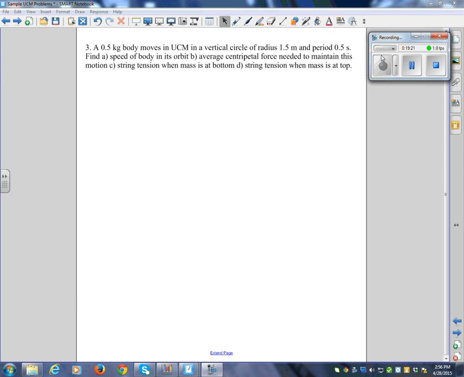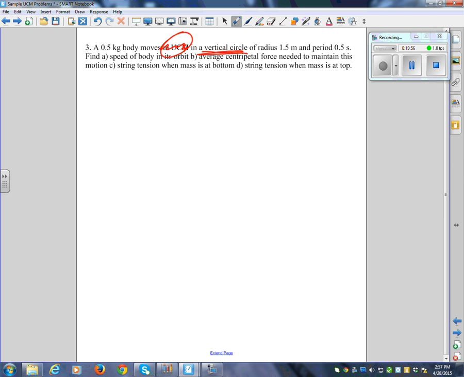Okay. So, in this particular case, we've got a 0.5 kilogram body. It's moving in a circle. Notice that I quite often use this UCM reference, even though it's a vertical circle. It's not really uniform. I should probably call it a vertical circle and stop saying that.